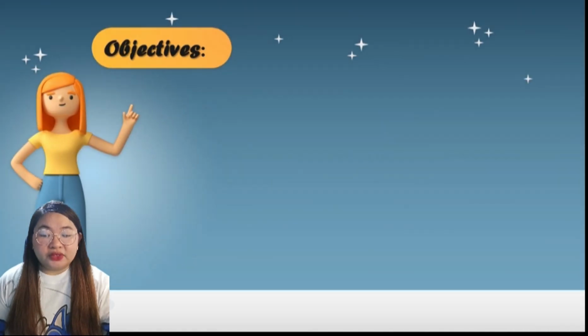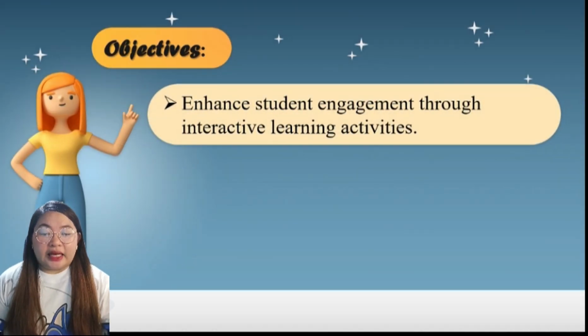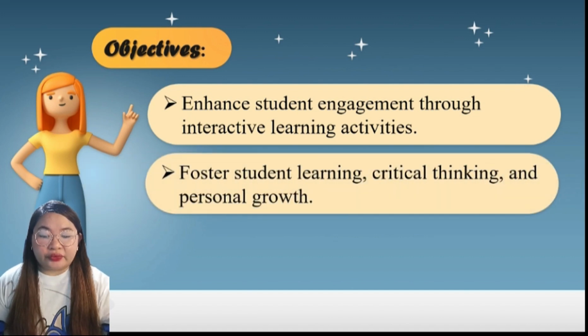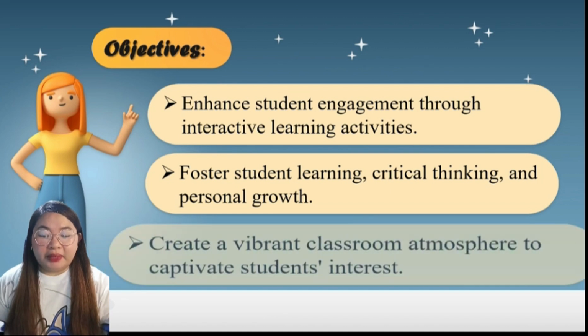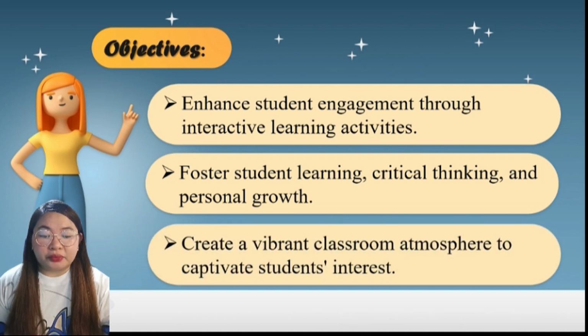Our first objective is, at the end of the topic, we will be able to enhance student engagement through interactive learning activities. Second, we can also foster student learning, critical thinking, and personal growth. And the third one is we will be able to create a vibrant classroom atmosphere to captivate the students' interest. Alright, so now let's unpack the first strategy of teaching English.